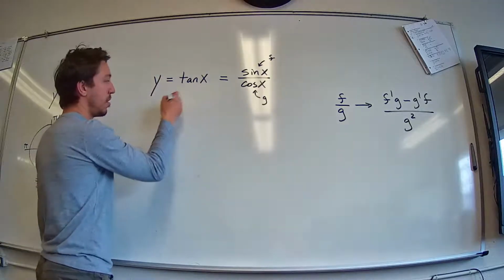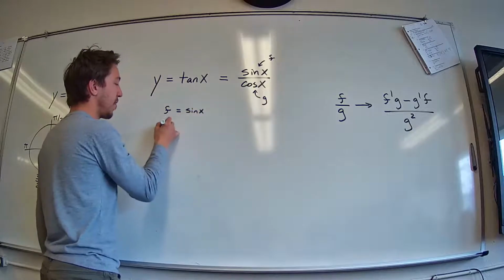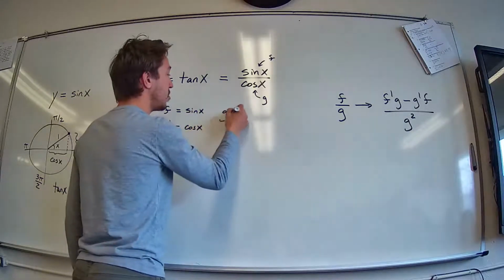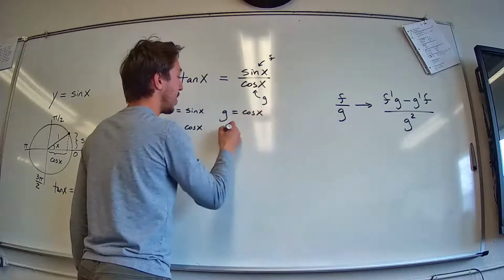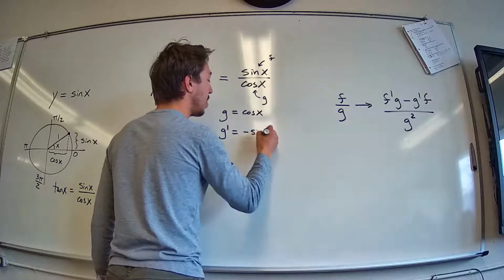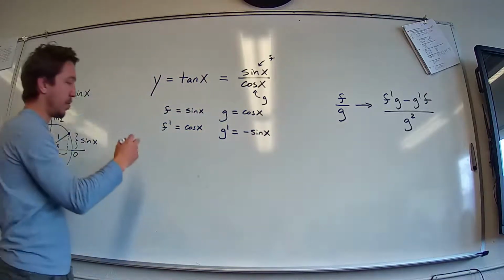Okay, so my f is sine of x. So what's f prime? Cosine of x. My g is cosine of x. So g prime is negative sine x. Okay? All right, let's just plug into the formula now.